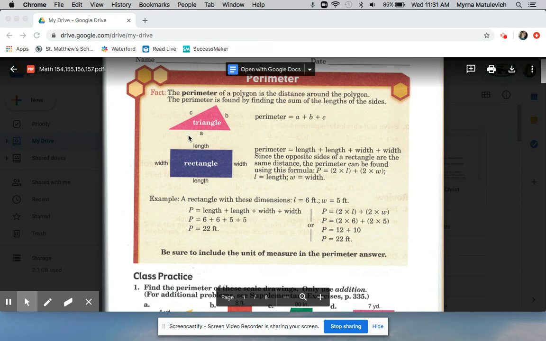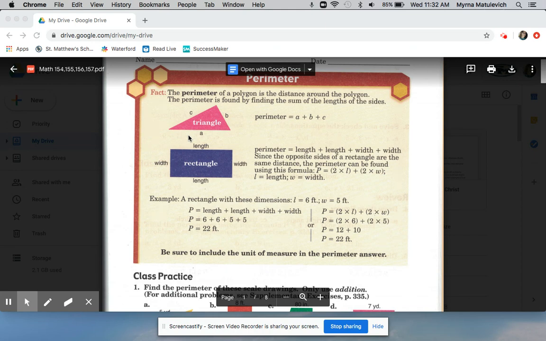So let's look at the yellow box. The perimeter of a polygon is the distance around the polygon. The perimeter is found by finding the sum of the lengths of the sides. So they gave you a triangle, and it says perimeter equals side A plus side B plus side C. And that's true for the perimeter of any polygon, but they gave you formulas to make it easier for certain shapes. For example, the rectangle, you can see the two lengths are the same size, and the two widths are the same length, same distance.